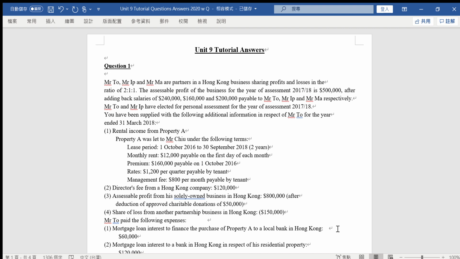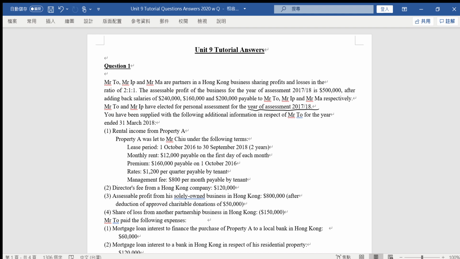But you will find that the year of assessment 2017/18, for this year, is a full year. That's why I expect the concerning amount of this premium to Mr. To for this year of assessment will be half of the amount, that will be 80,000. Rates are being paid by the tenants, that's why this cannot be deducted. And the management fee is also paid by the tenant, that won't be included in the taxable considerations.